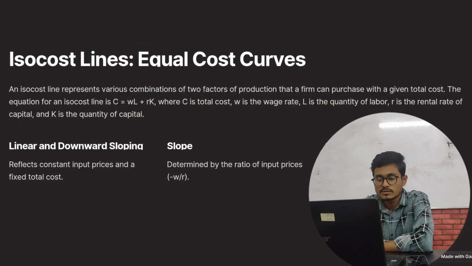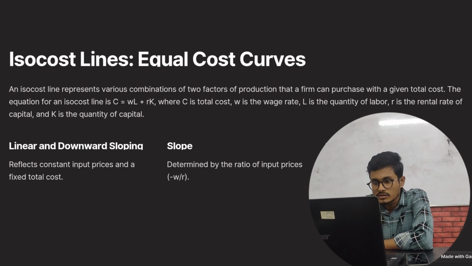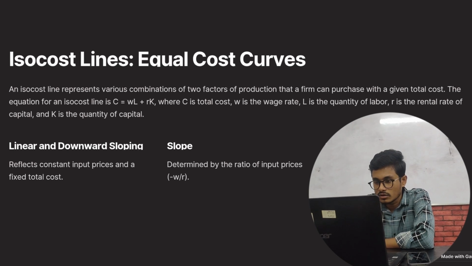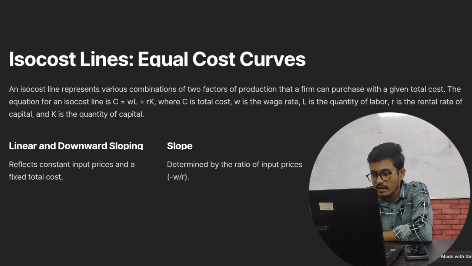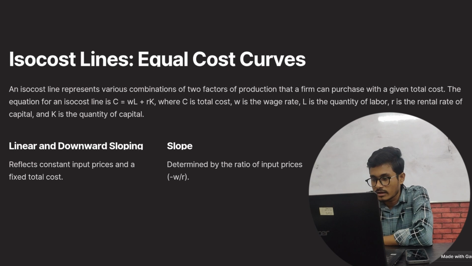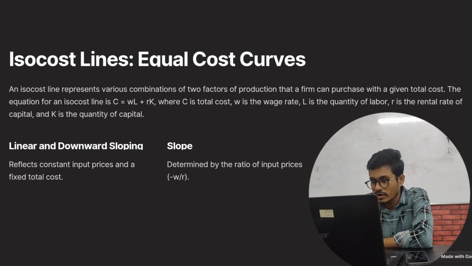Now we come to our last topic, that is iso-cost lines or equal cost curves. An iso-cost line represents various combinations of 2 factors of production that a firm can purchase with a given total cost. The equation for an iso-cost line is C = WL + RK, where C is total cost, W is the wage rate, L is the quantity of labor, R is the rental rate of capital, and K is the quantity of capital.